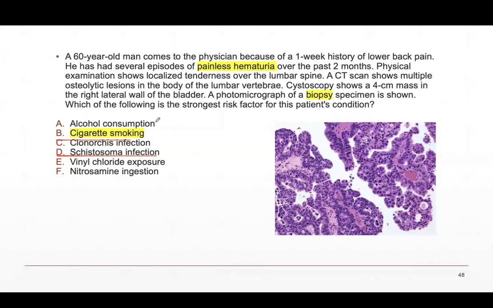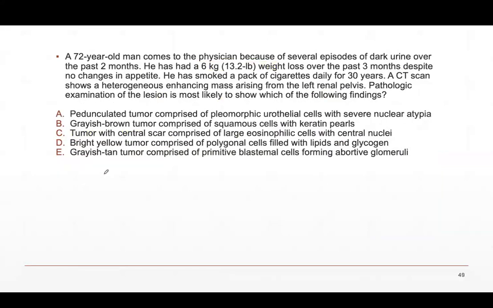Alcohol consumption, usually esophageal cancer, it doesn't really have to do with the bladder. Clonorchis is a liver fluke, so that's unrelated to the bladder once again. Vinyl chloride, I believe that's for the liver, and nitrosamine, that's gastric cancer. So these are all carcinogens, but the one that causes adenocarcinoma in the bladder is mostly cigarette smoking. Okay, is that good?